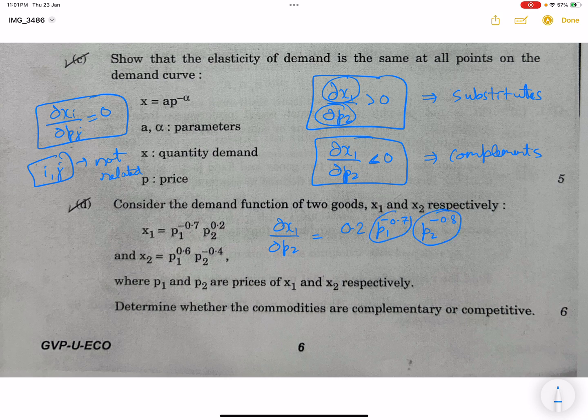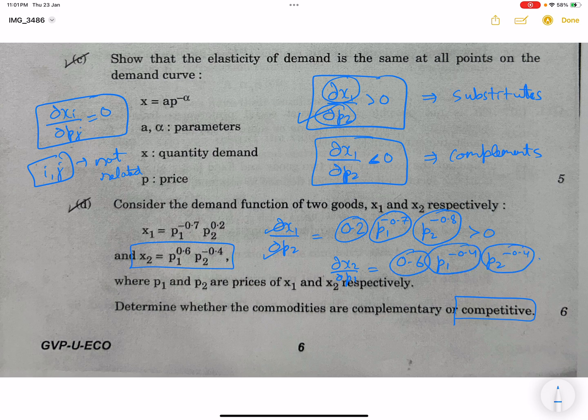This is positive, this is positive, this is also positive, so this is greater than 0. So this suggests that x1 and x2 are substitutes. Similarly, we can verify it with the help of this as well. Del x2 by del p1 is 0.6 p1 to the power minus 0.4 into p2 to the power minus 0.4. This is positive, this is positive, this is positive. So we can come to the same conclusion that the goods are competitive in nature.